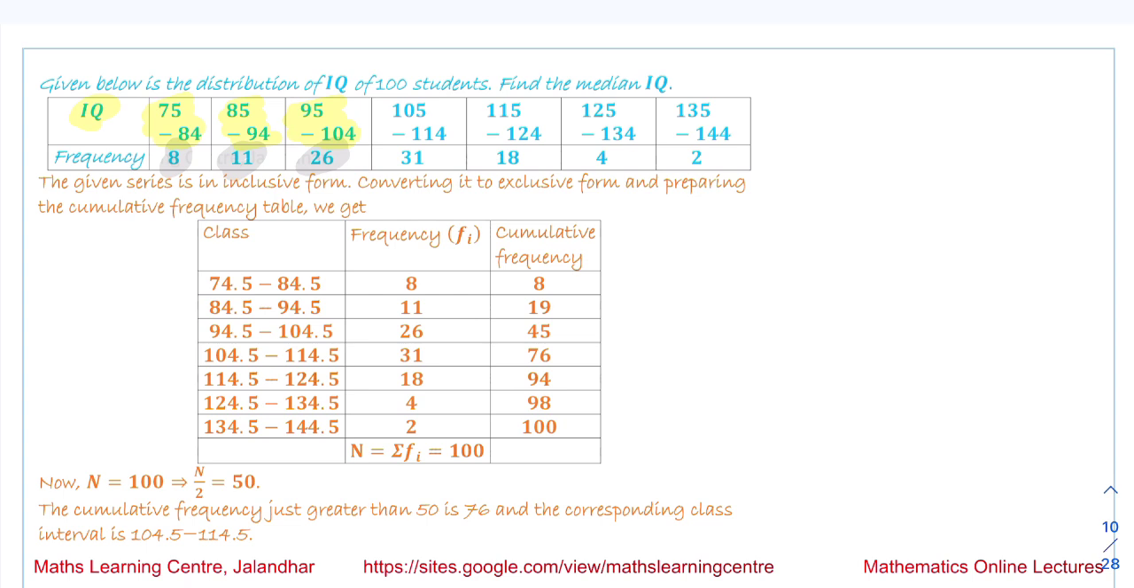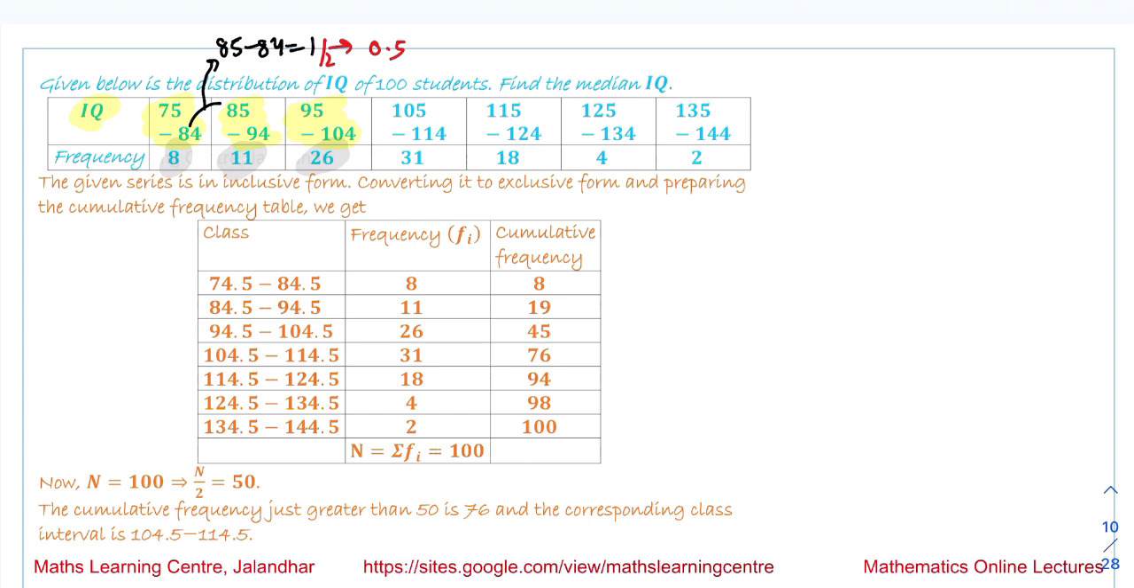Now again this data is given in the inclusive form. So we are converting it to exclusive form. Again, the difference between these two values is 85 minus 84, that is equal to 1. Half of this value, if we divide it by 2, is 0.5.